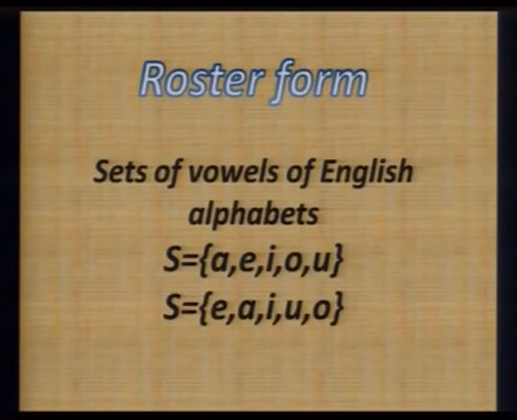See, in the second one, you are finding that all these alphabets are written haphazardly, meaning their order is changed. So while writing a set, it doesn't matter in what place or what order a particular member is written. So S, whether it is written as A, E, I, O, U or S equal to E, A, I, U, O, they both are correct descriptions of the set. Order of representation does not matter when we represent a set.